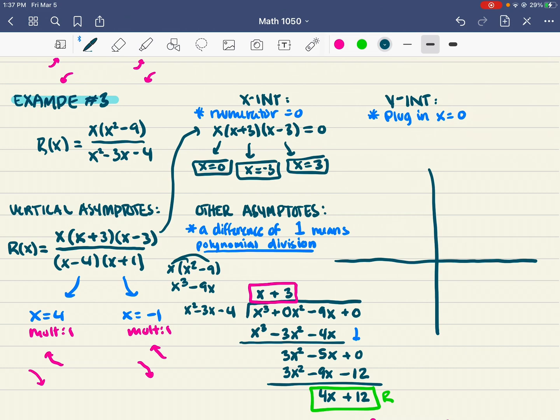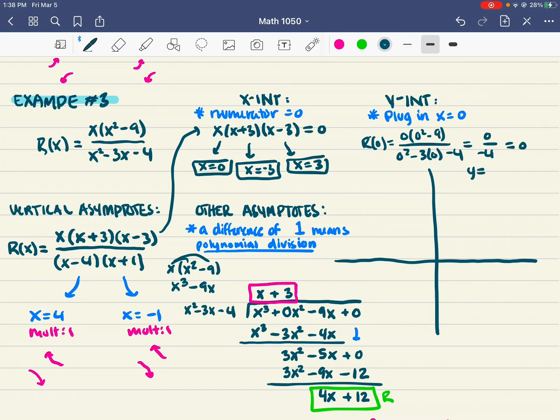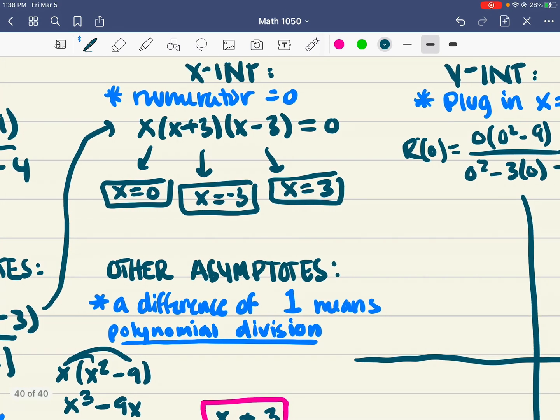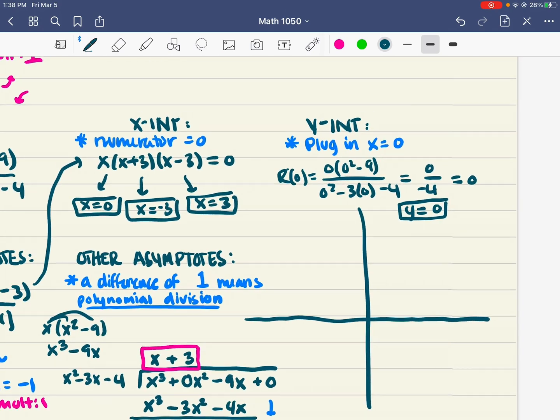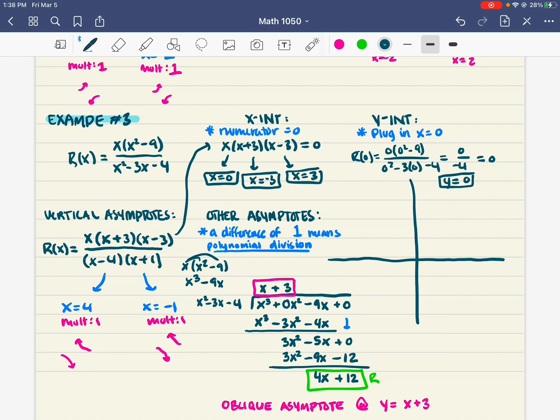And then our y-intercept, we just plug in 0. So r of 0 equals 0 times 0 squared plus -9 over 0 squared minus 3 times 0 minus 4. That ends up just being 0 divided by -4, which is just 0. So we end up with a y-intercept of 0, which is good because we also have an x-intercept of 0. You can't have just an x-intercept of 0, right? It's going to be both.